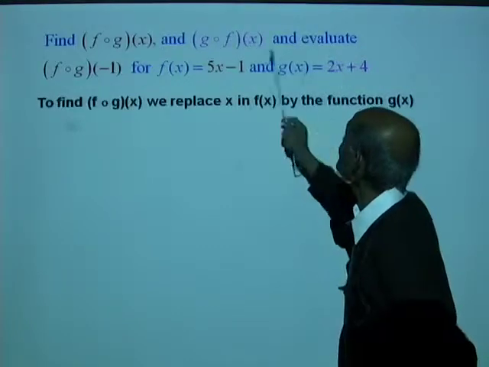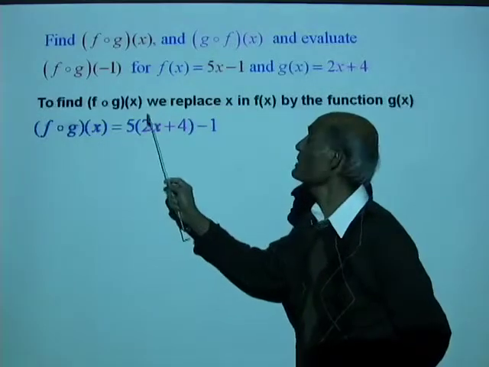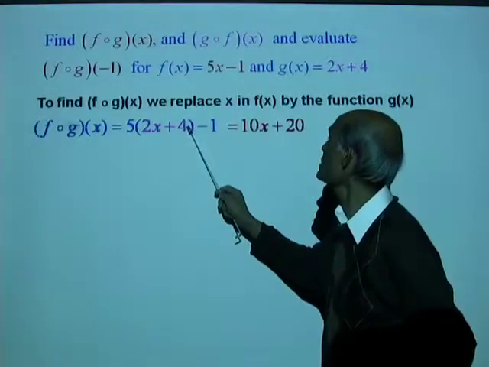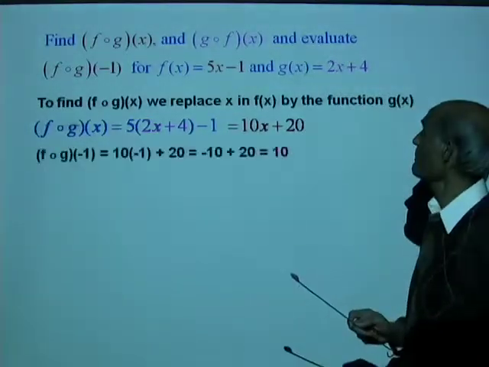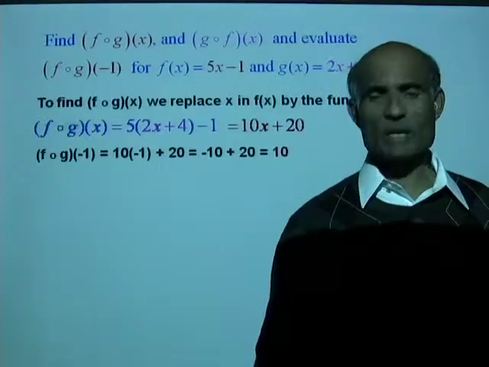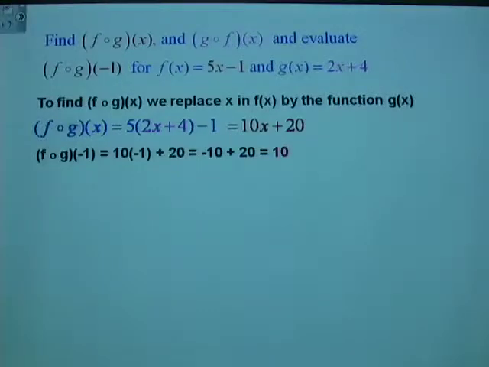So that will be 5 times 2x plus 4 minus 1. F of g of x is 5 times 2x plus 4 minus 1. Simplify that, that will be 10x plus 20 minus 1. I had forgotten my 1 there. If I want to make that correction, f of g of x will be 10x plus 20 minus 1. And that will be 10 times negative 1 plus 20, then a minus 1. That will be negative 11, is that right? This negative 10 with the negative 1 will be negative 11 plus 20, that will be 9. So f of g of negative 1 is equal to 9.